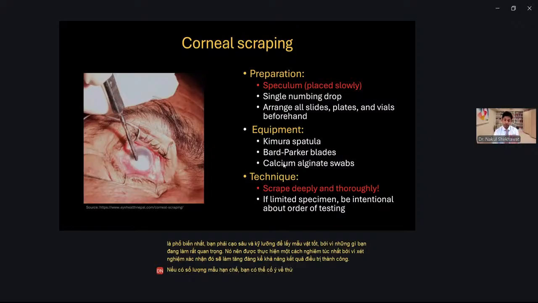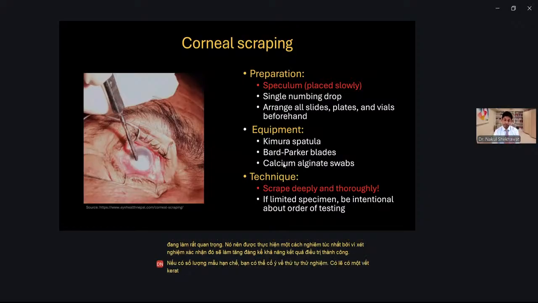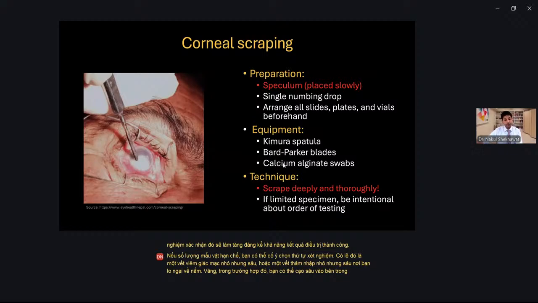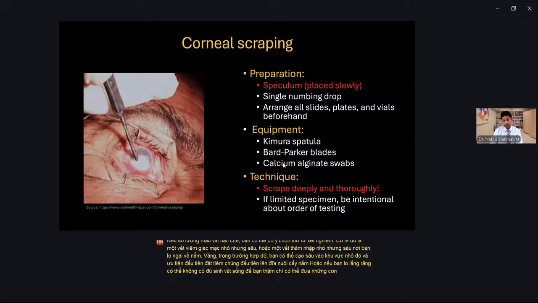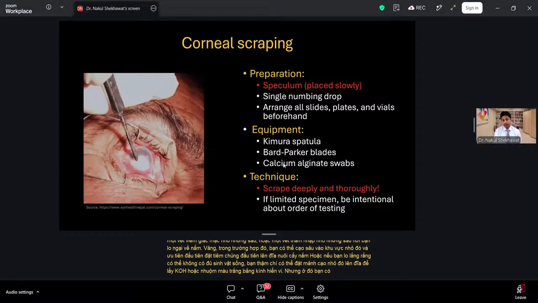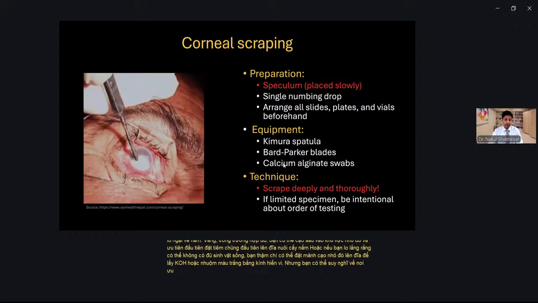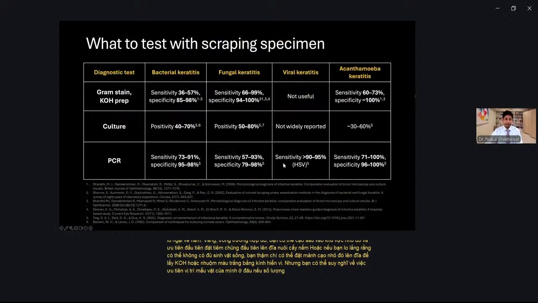If there's limited specimen, you can be intentional about the order of testing. Perhaps there's a small but deep infiltrate where you're concerned about, say, fungal. Well, in that case, you can scrape deeply within that small area and preferentially put the first inoculum onto a fungal culture plate. Or if you're concerned that there may not be enough live organism, you can even put that small scraping onto a slide for KOH or calcofluor white staining with microscopy. But there you can think about where to prioritize your specimen placement if there's limited specimen size.